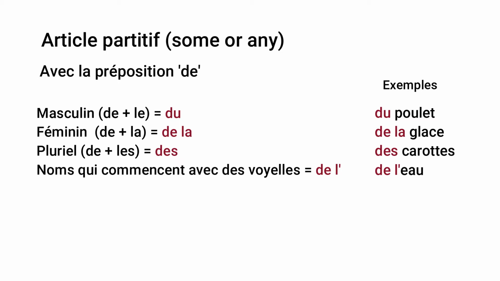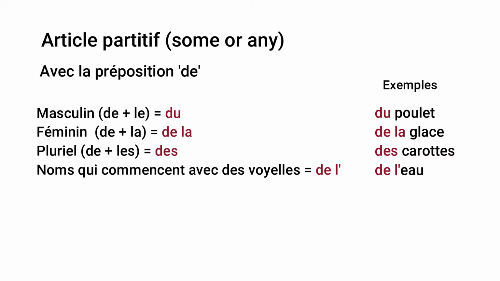Try to understand the next one. Nom qui commence avec des voyelles. You would have gotten it, right? So we're talking about nouns which start with vowels. And in that case, we're talking about de l'apostrophe. That is how we have de l'eau. Okay, de l'eau. O is water. So de l'eau means some water.